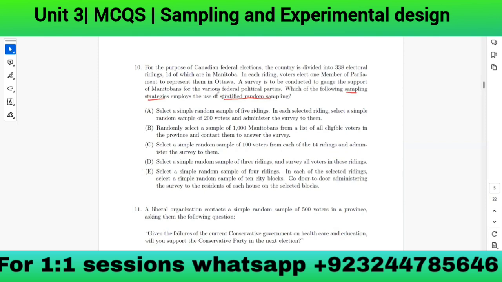In the last example, MCQ number 8, we studied what a stratified random sample is, right? So you know what a stratified random sample is. You have to select which of the following is using a stratified random sample. Take 2 minutes, try to give the correct answer for this. We have done stratified random sample 3 times now.